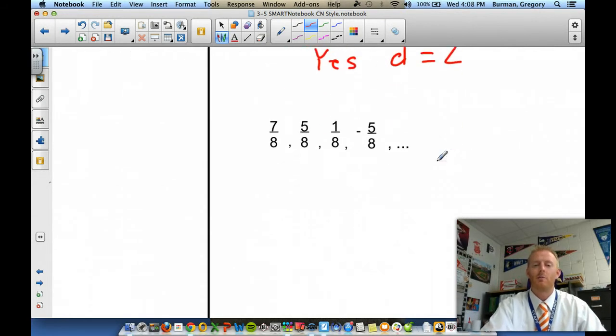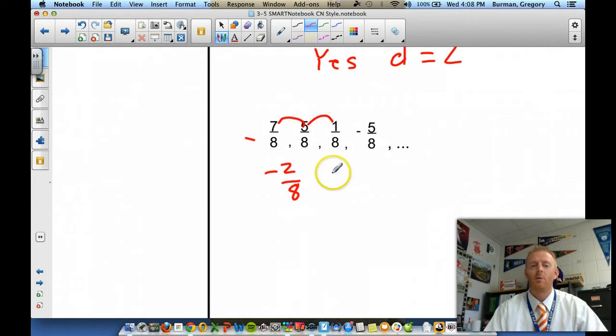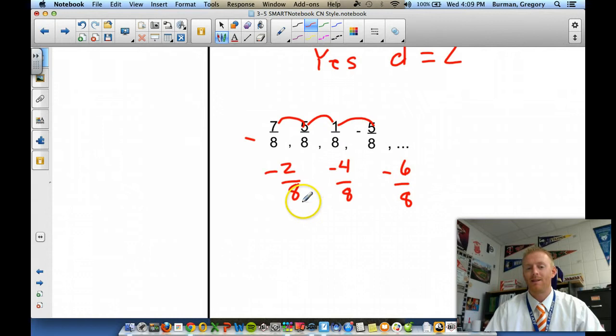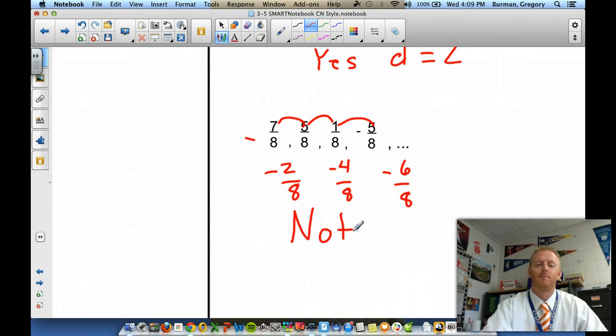Now the fraction one below, 7/8 to 5/8, is subtracting 2/8. From 5/8 to 1/8, it's subtracting 4/8. From 1/8 to a negative 5/8, it's subtracting 6/8. So although there is a pattern, they are not adding or subtracting by the exact same thing every single time. Therefore, this is not an arithmetic sequence.